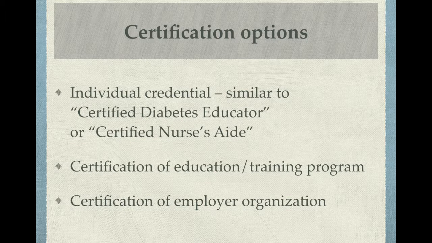It's important to remember that certification of individuals is only one of several options open to the state. Individuals in other fields, such as diabetes educators and nurses' aides, are certified by a national or state governing body. But it is also possible for a state to choose to certify education and training programs for community health workers, allowing the state to then recognize the documentary proof of completion of such programs, like an educational certificate, as qualification of that individual CHW for employment under state funding.